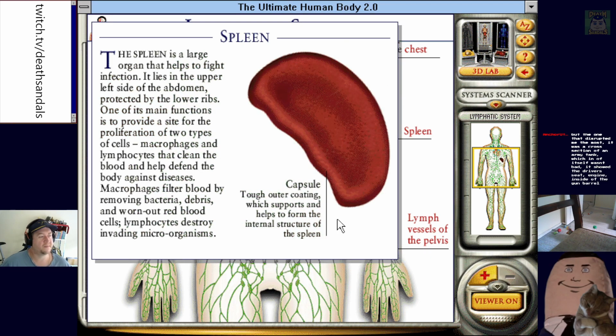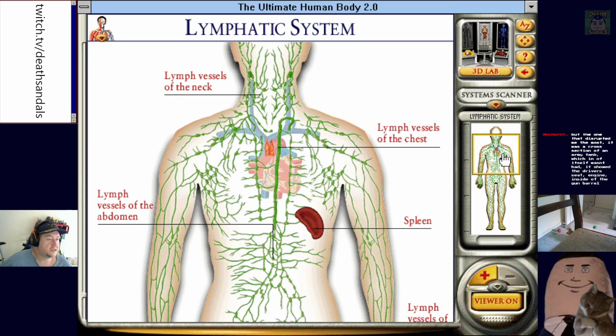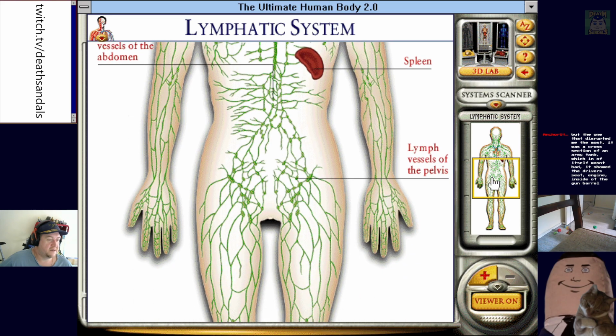Spleen. Okay. Filters blood by removing bacteria, debris, and worn out red blood cells. Lymphocytes destroy invading microorganisms. Okay. Well, that's certainly a spleen.